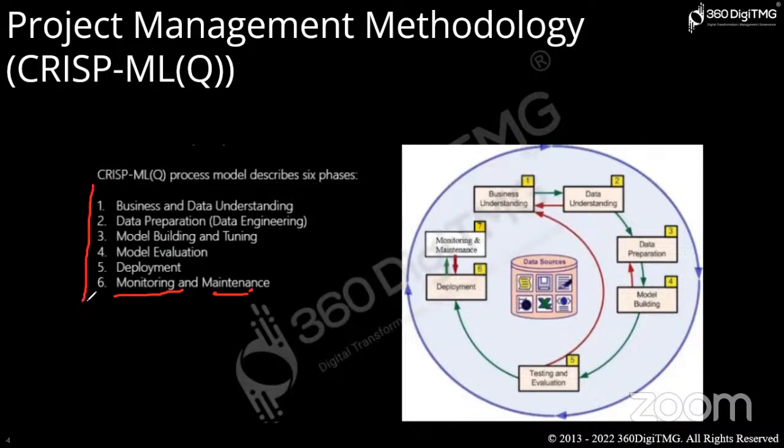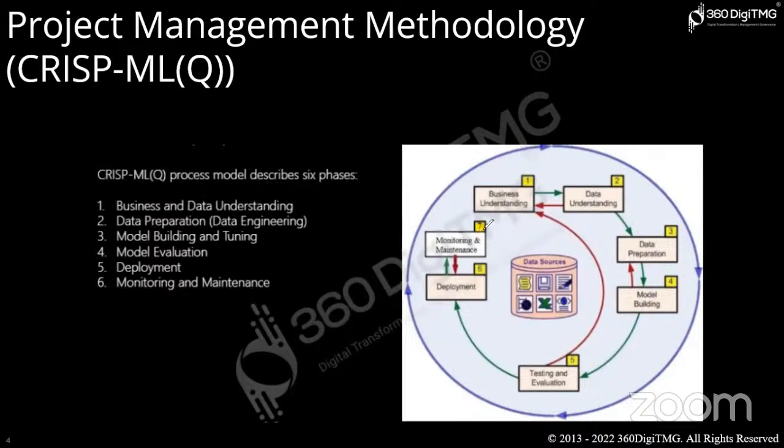So these are the 6 phases we will have in any data science project, irrespective of domain: Cross-Industry Standard Process for Machine Learning with Quality Assurance. We'll apply the same 6 phases irrespective of any domain. So these are the CRISP-ML phases we'll have.